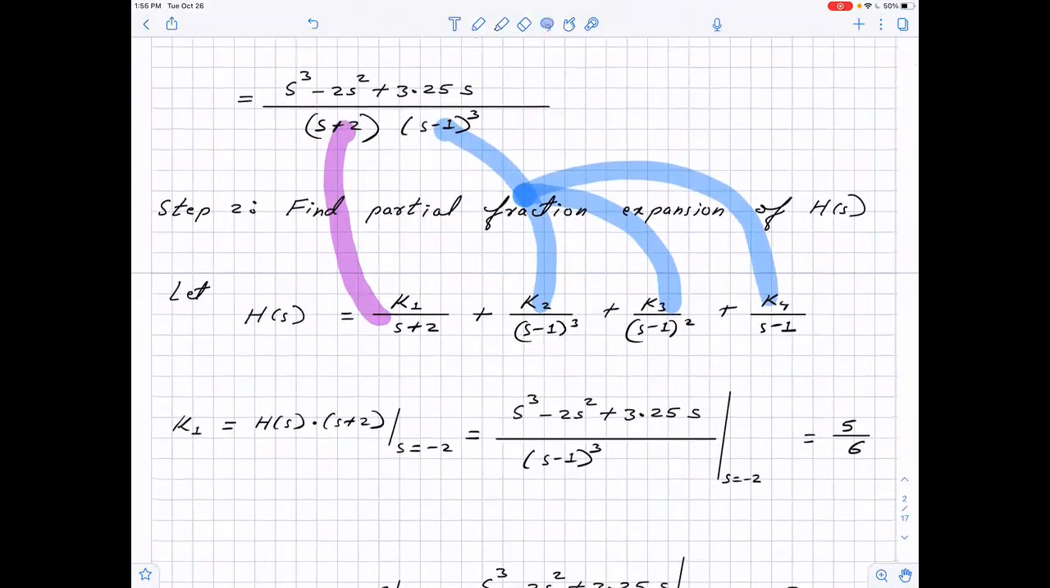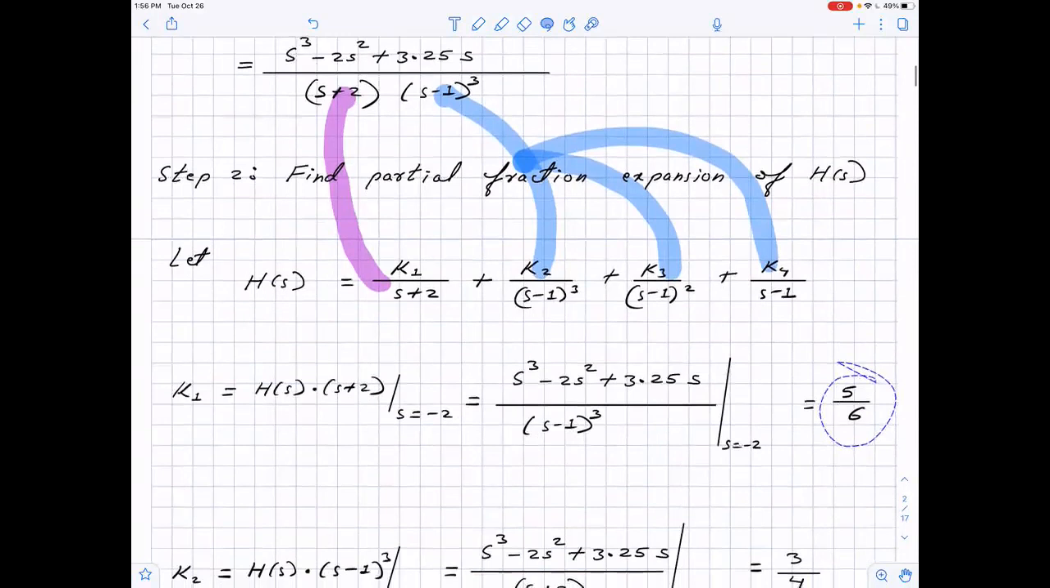Finding k1 is straightforward. What we have to do is take the expression for h of s, multiply that by the factor associated with k1, which is s plus 2, and then plug in s equals -2, because it is the pole associated with the factor s plus 2. So this is the expression h of s times s plus 2. We plug in s equals -2 and we get 5/6 as the value for k1.